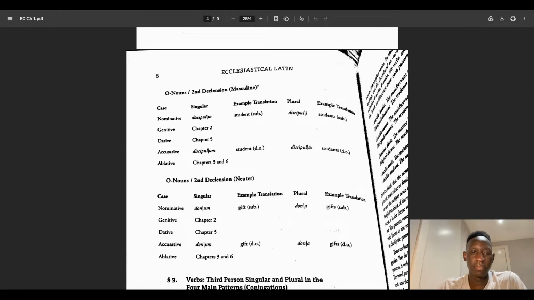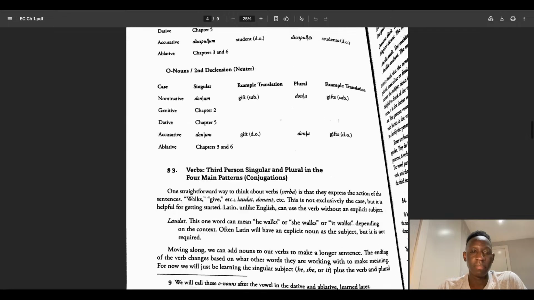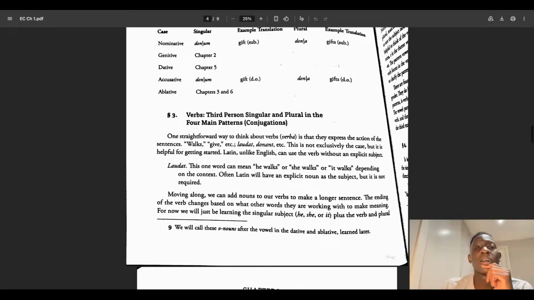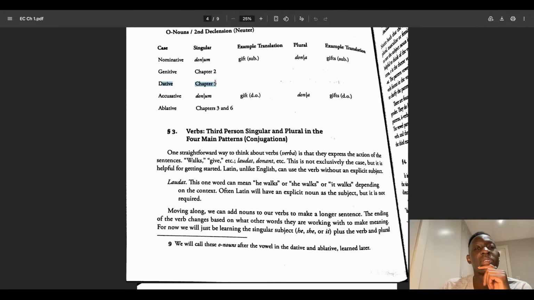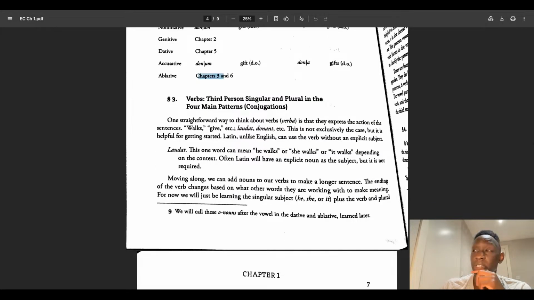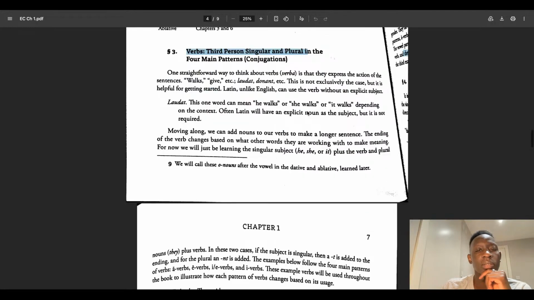So familiar. Genitive in chapter 2, dative in chapter 5. Why wait? Wow. Ablative in 3 and 6. That's crazy. What's happening in between? Okay.